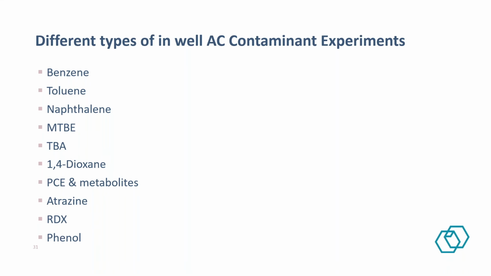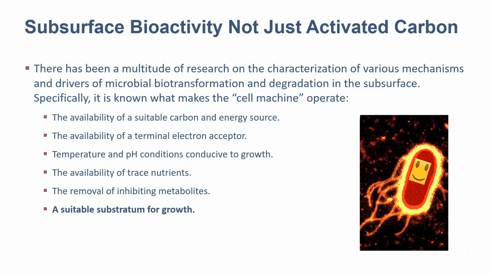And I wanted to include this slide one more time. It's not just activated carbon that makes for a successful remediation product. The cells need each of these listed items in order for them to do their job. You have to have the availability of a suitable carbon and energy source. You have to have the availability of a terminal electron acceptor. You have to have the temperature and pH conditions that are conducive for bacterial growth, the trace nutrients, the removal of the inhibiting metabolites. Oh, and you've got to have the microbial community.